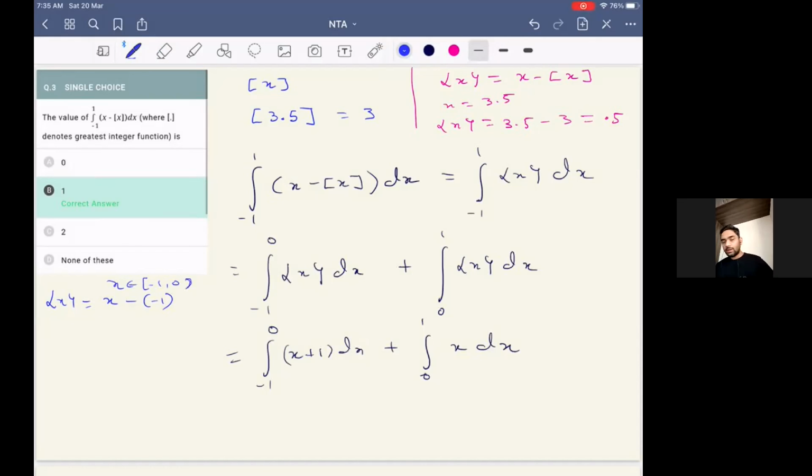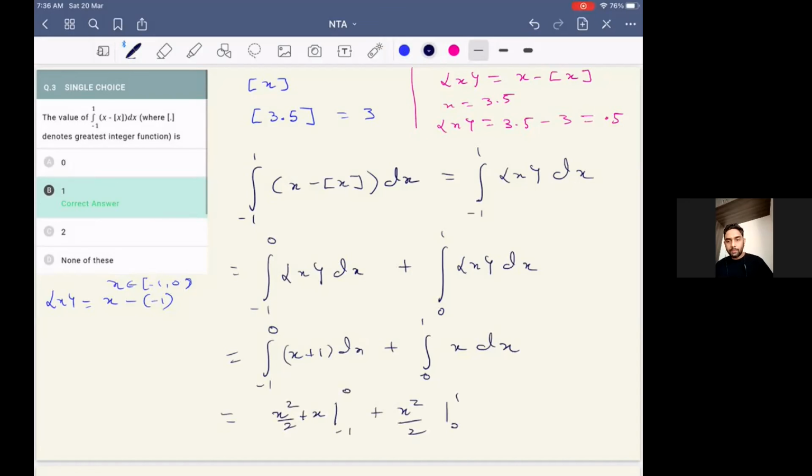In a similar way, we can talk about the second part. So now that we have got the integral, we'll just simplify it. We know the integral of the first one will come out to be x square by 2 plus x, and the limit will be from minus 1 to 0. And for the second one, the integral will be just x square by 2, and the limit will be from 0 to 1.